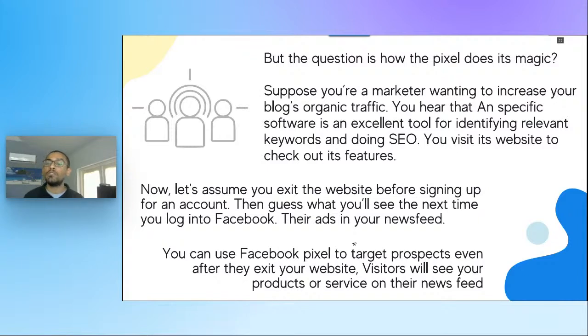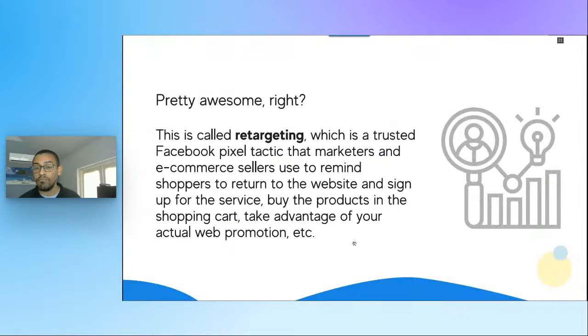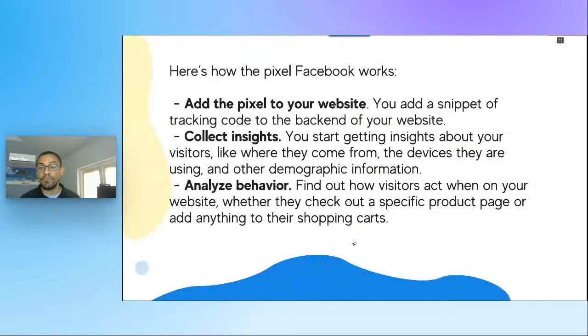You can use Facebook Pixel to target prospects even after they exit your website. Visitors will see your products or services in their newsfeed, in your Instagram timeline, or even on Messenger. Pretty awesome, right? This is called retargeting, which is a trusted Facebook Pixel tactic that marketers and e-commerce sellers use to remind shoppers to return to the website and sign up for a service, buy the products in their shopping cart, take advantage of actual web promotions, etc.